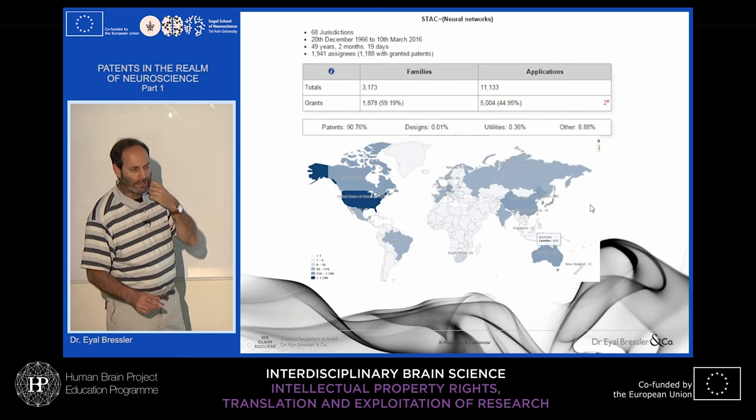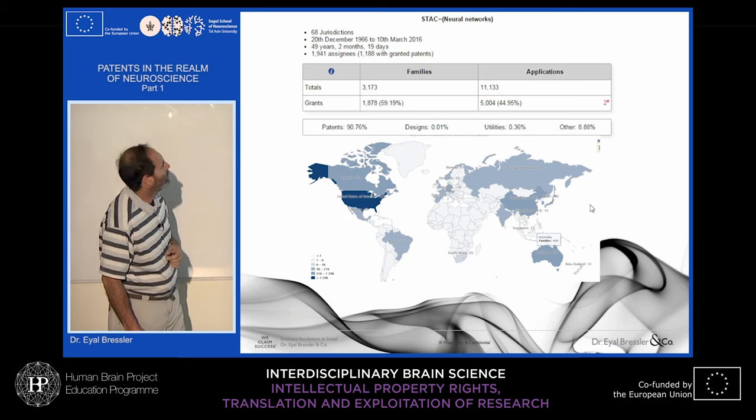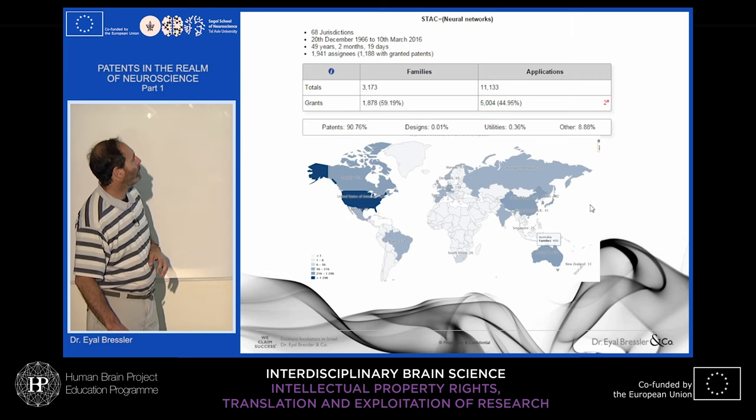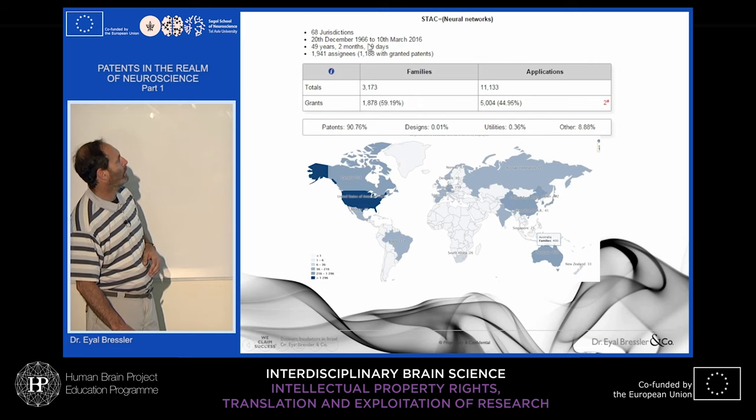I take another example, neural networks. Neural networks are filed from 1966 up to date. 3,000 patents yield with 11,000 applications, about 60% killing rate. Again, filing in the producers and in the market, just the same.